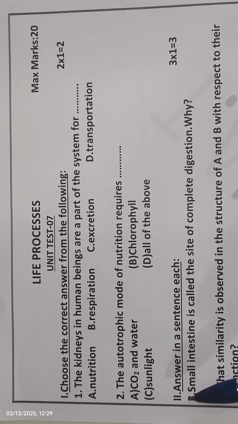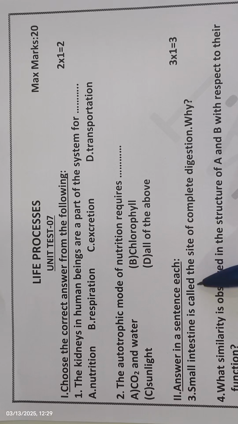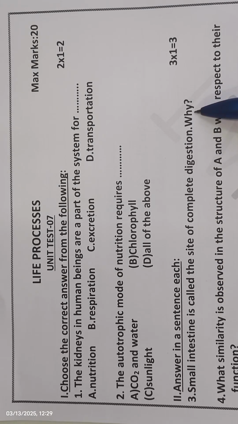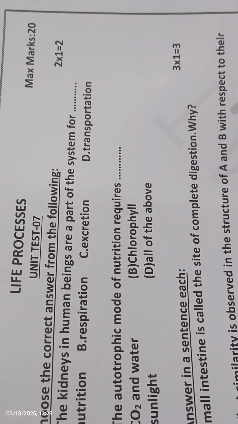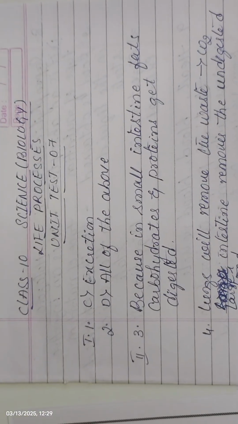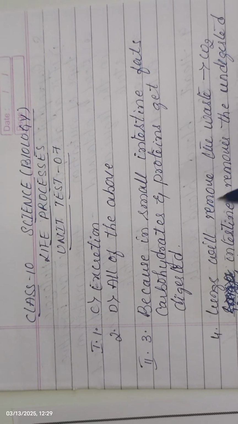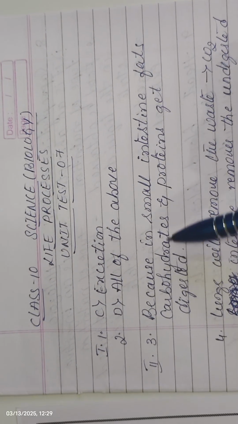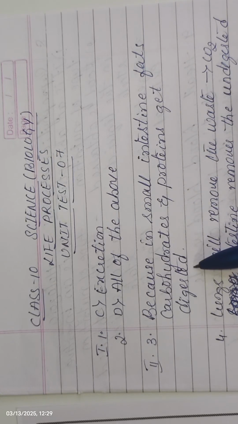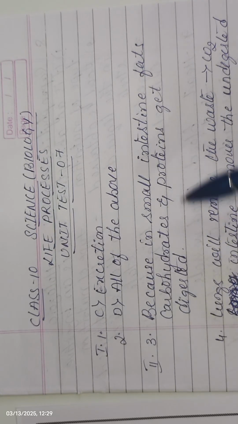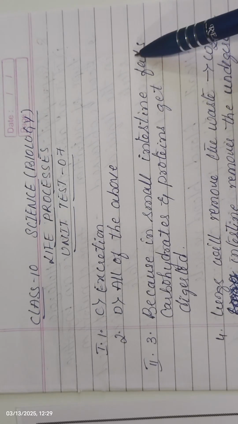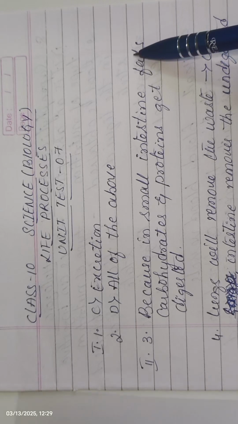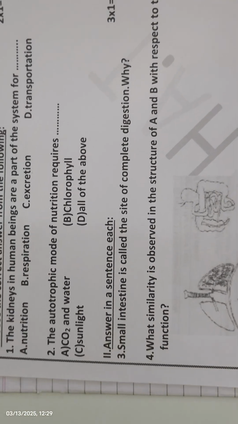Next, question number 3. Small intestine is called the site of complete digestion. Why? So we'll see the answer. Why small intestine is a site of complete digestion? Because in small intestine, fats, carbohydrates and proteins get digested. So in the small intestine, all carbohydrates, proteins, fats get digested. Hence, it is the site of complete digestion. So we'll move to the next question.